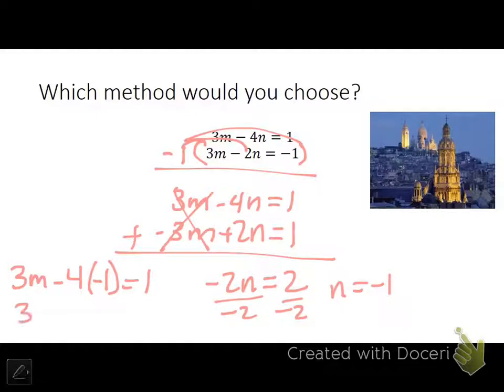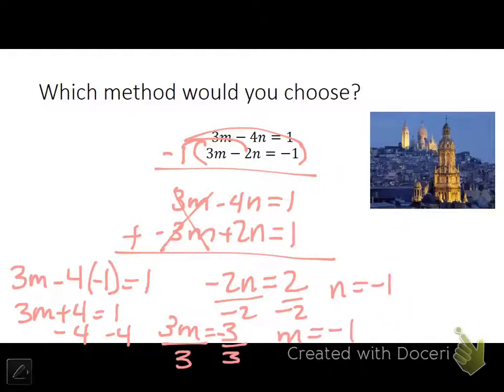-4 times -1 is 4. Subtract 4 from both sides. So I get 3m equals -3. Divide both by 3. M should also equal -1. And when you're trying to write it as an ordered pair, you're going to do it in alphabetical order. So it's going to be m comes before n, so it'd be, well, there's the same number, but it would have been -1, -1, because m and then n.